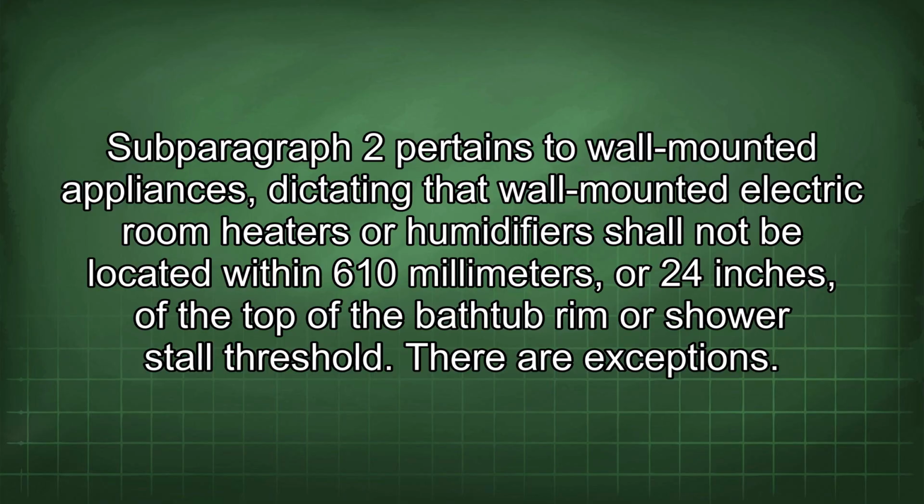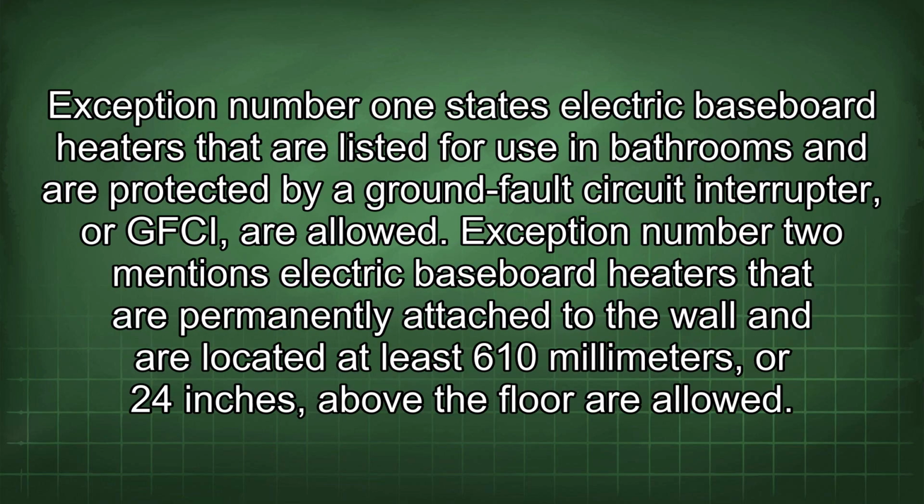There are exceptions. Exception number 1 states electric baseboard heaters that are listed for use in bathrooms and are protected by a ground fault circuit interrupter, or GFCI, are allowed. Exception number 2 mentions electric baseboard heaters that are permanently attached to the wall and are located at least 610 mm or 24 inches above the floor are allowed.